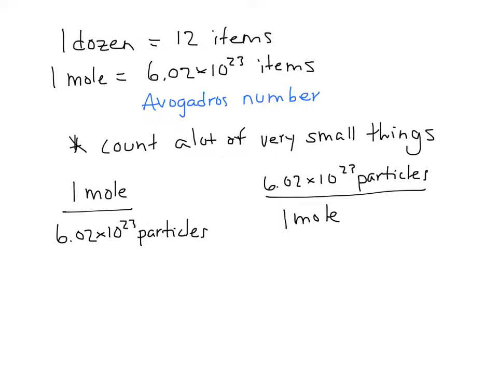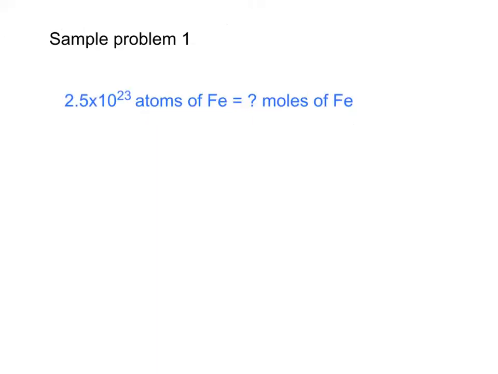Now, keeping in mind, particles can be anything from compounds to atoms to formula units if it's ionic. So here's our first sample problem. 2.5 times 10 to the 23rd atoms of iron equals how many moles? So we always start off by writing what we know: 2.5 times 10 to the 23rd atoms. Now we're going to use that ratio of moles to particles, and in this case we're going to use atoms, that we had on the previous slide in order to get to atoms.